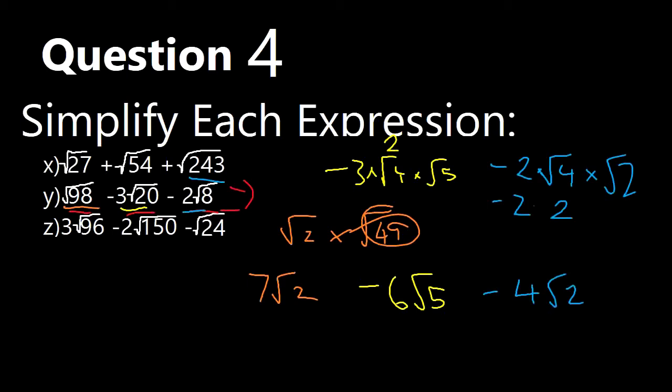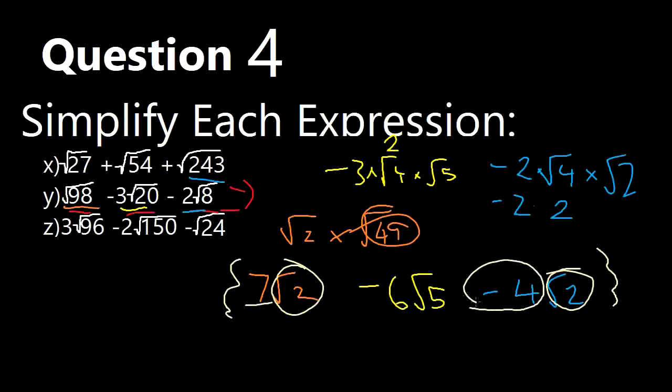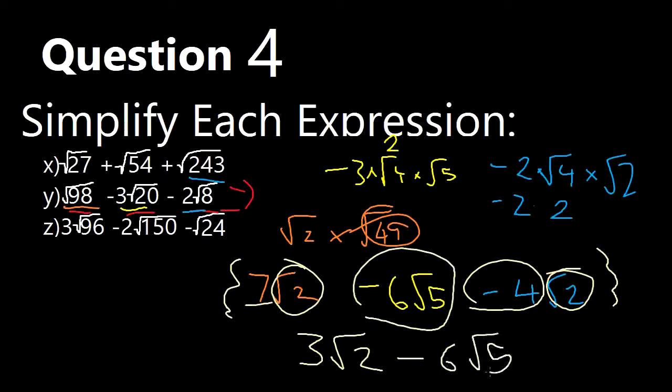Now looking at the bigger picture, are there any like terms in here? Now that this is all simplified down, I can see that there is a root 2 and a root 2 ready to be taken away. So I've got a 7 and a minus 4. So 7 minus 4 in my head is 3 root 2. And then there's no other root 5, so we can just add this in, minus 6 root 5.